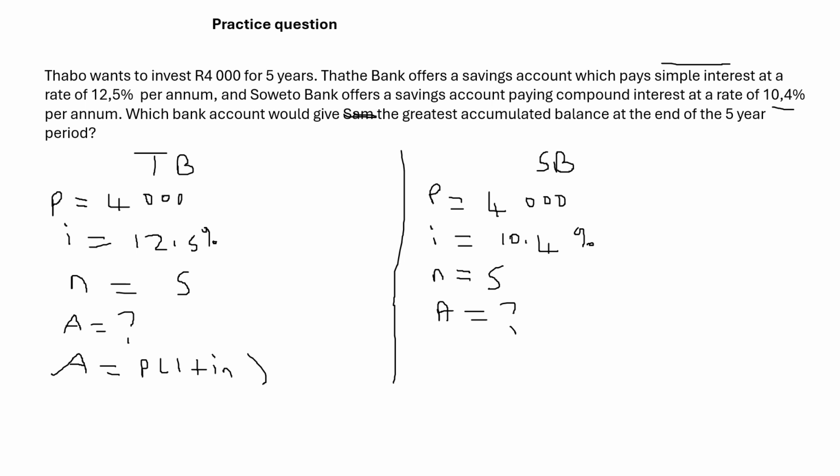So now we're given everything. The aim is to find A. We're given the P and we're given the I. The 1 comes back as 1. So wherever there's P, put 4,000, then open a bracket, and then we've got 1 plus interest.